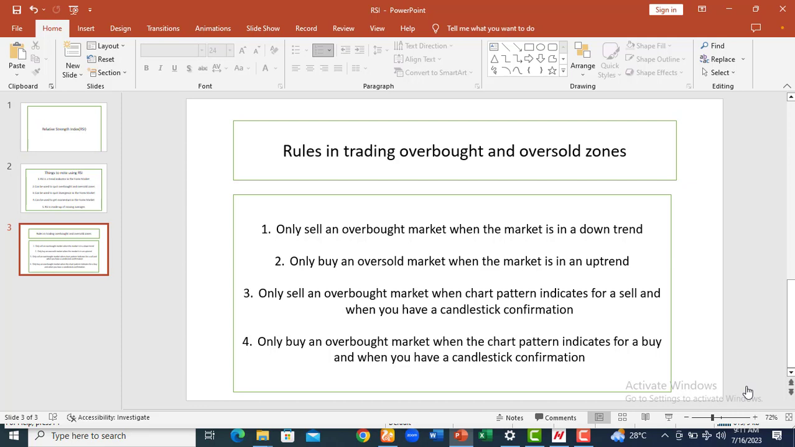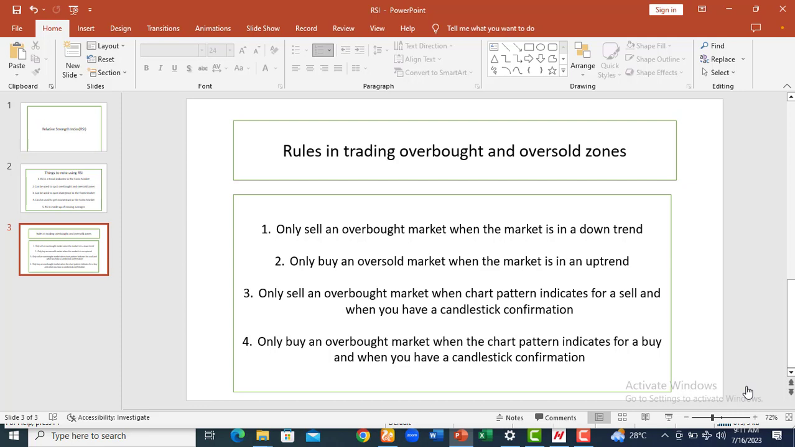So the market must be selling, making lower lows, lower highs and lower lows, lower highs and lower lows. Then, probably as a result of retracement, the market gets to the overbought zone. Now that's when you start thinking of shorting the market. We'll spot that on the chart. These are the rules before spotting it on the chart.